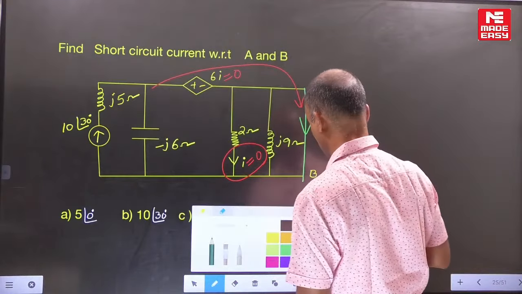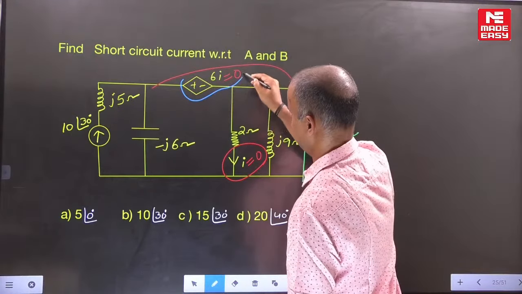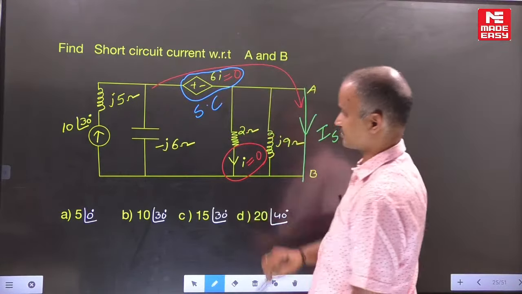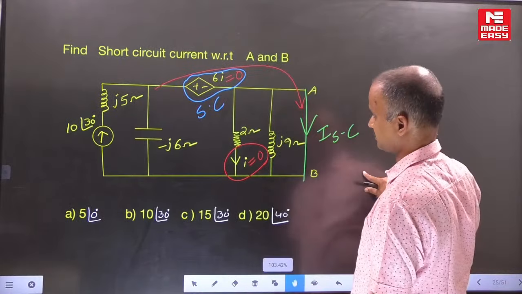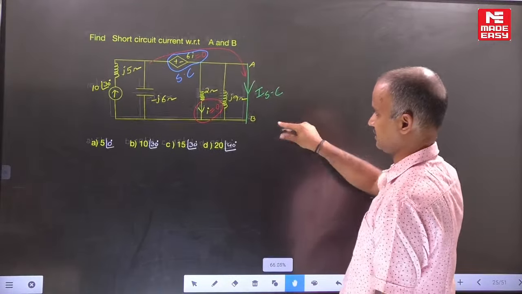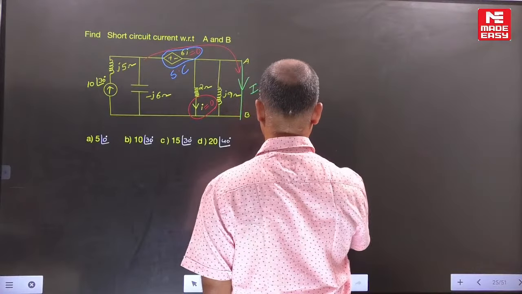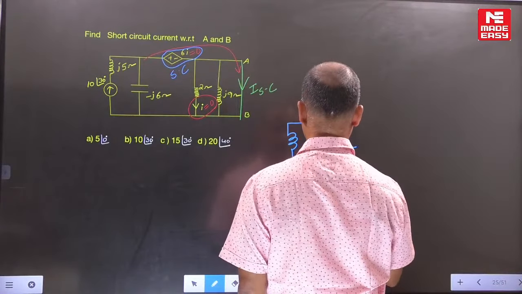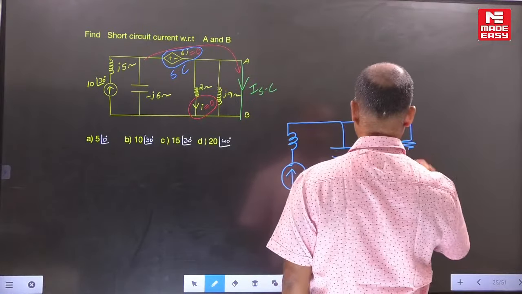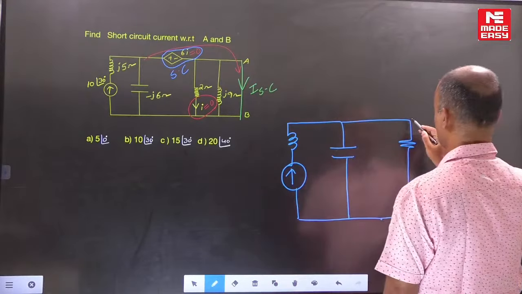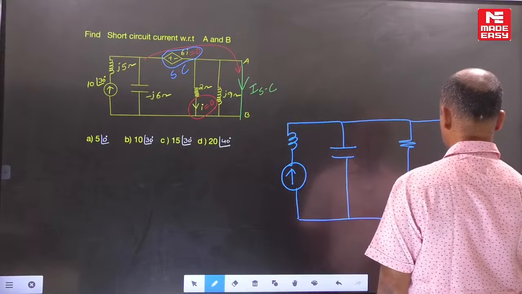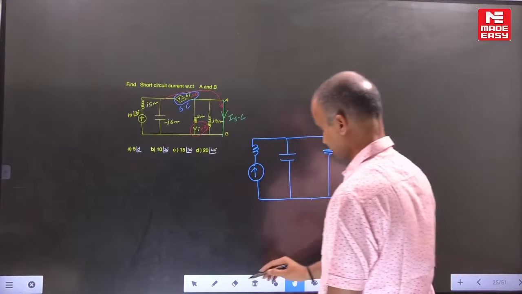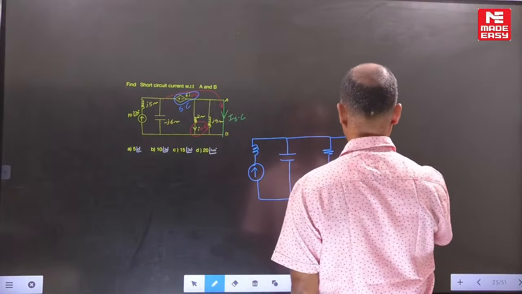Now dependent source value 0 means how do you indicate this? As a short circuit. Now this voltage source, how do you indicate this? That means in this example, the voltage source position we can indicate as a short circuit.